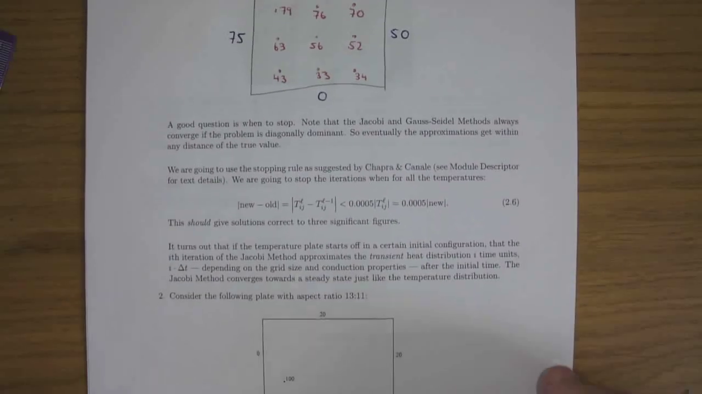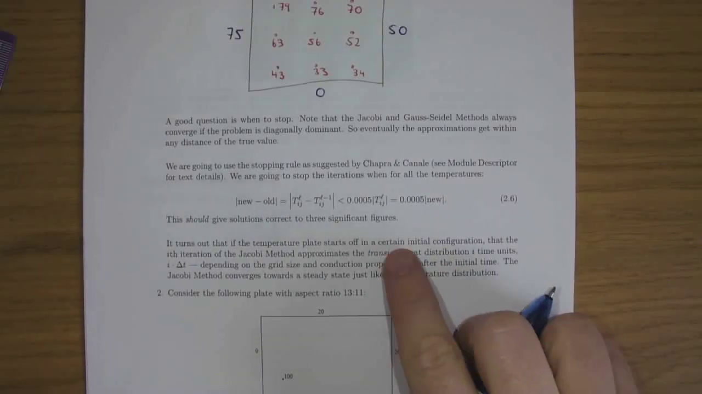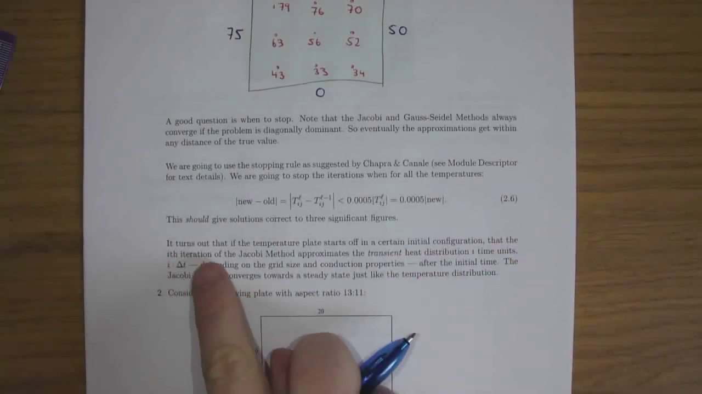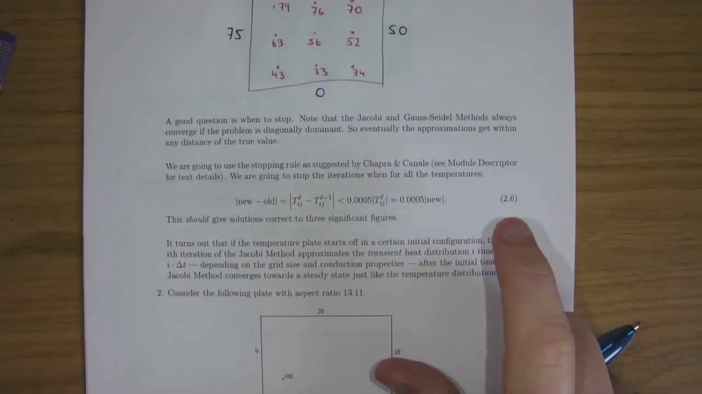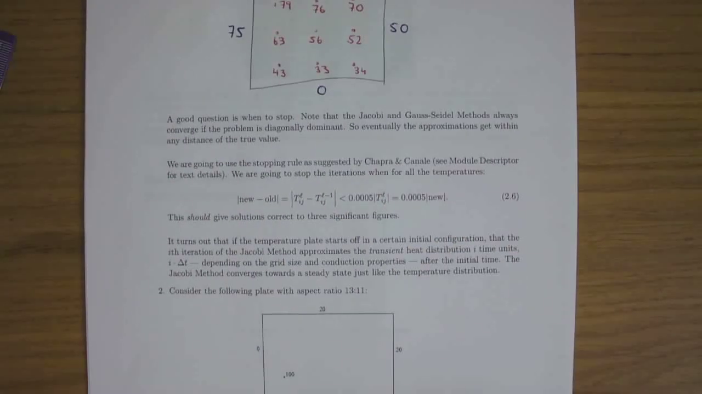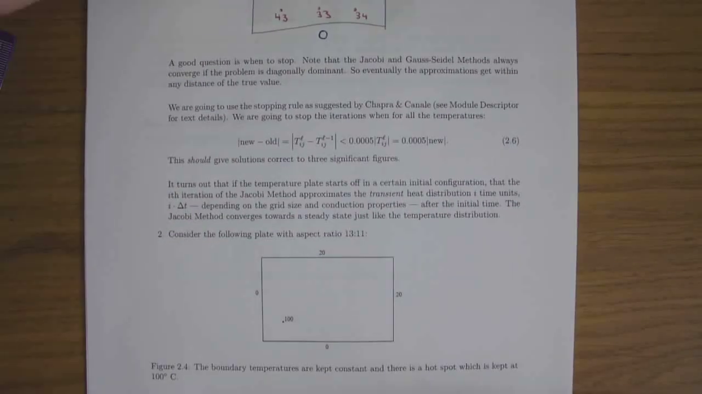What have I got here? It turns out if the temperature plate starts off in a certain initial configuration, that the ith iterate... Okay, you can read that if you want. It doesn't make sense at this time. Okay, well, have I got anything here?